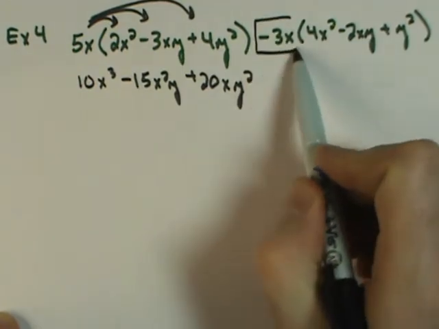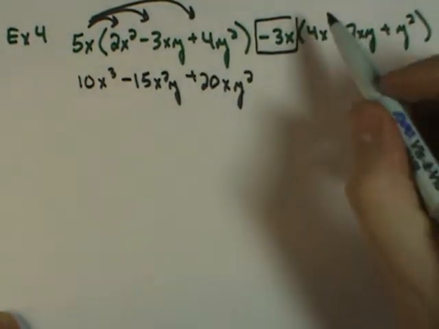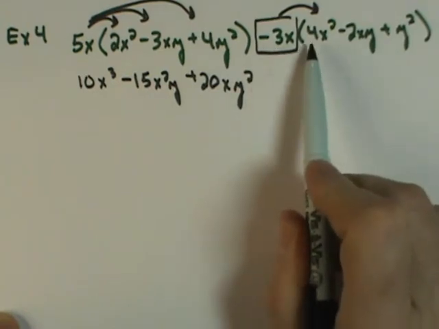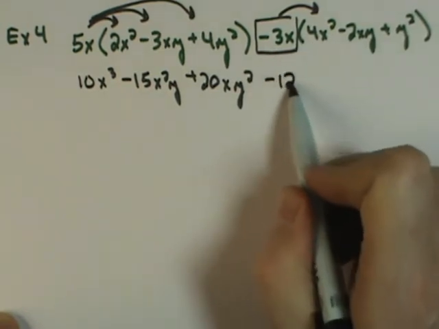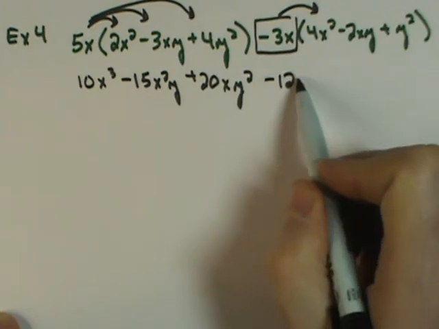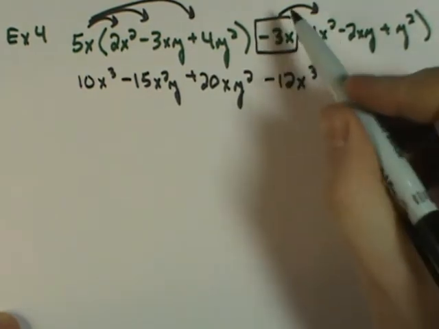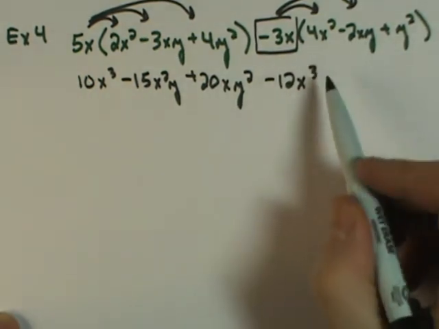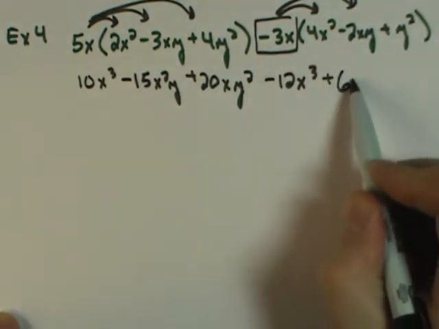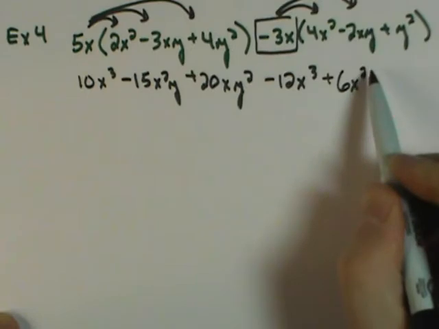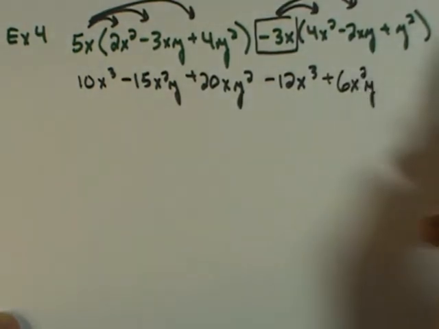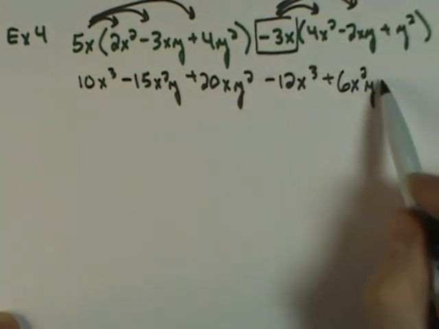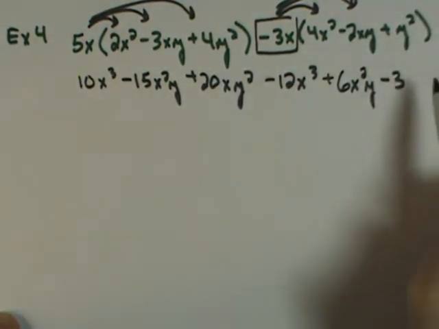I need to distribute a minus 3x, and so I distribute this across the polynomial. Negative 3 times 4 is negative 12. X squared would be an x cubed. Go to the second part. Negative 3 times negative 2 would be a positive 6. X would be x squared, and then I bring the y straight down. And finally, a negative 3 times a positive 1 would be minus 3.